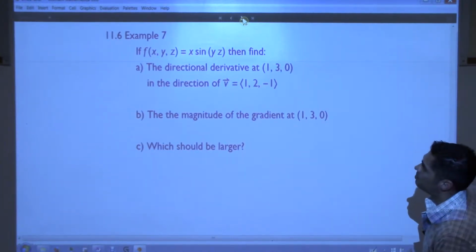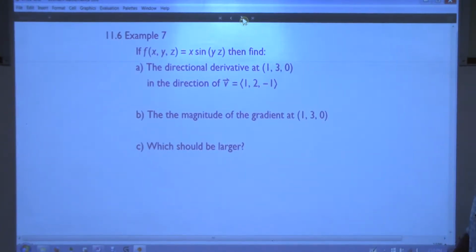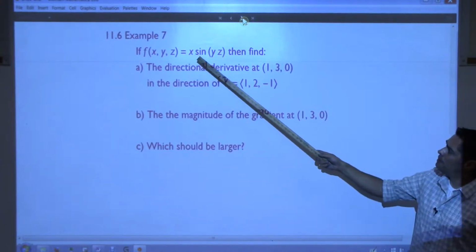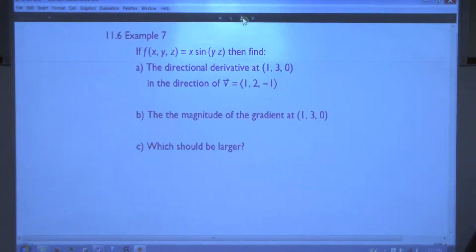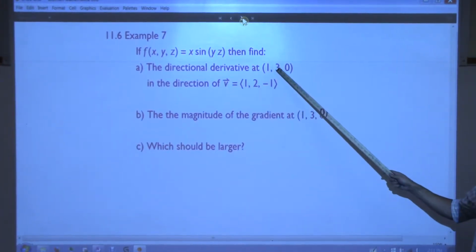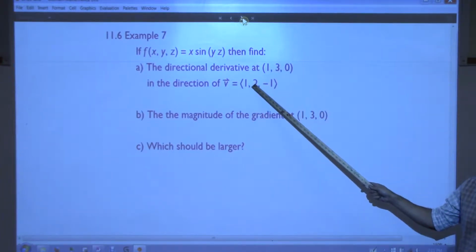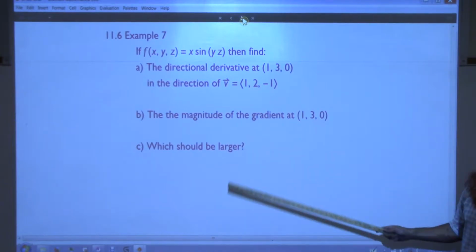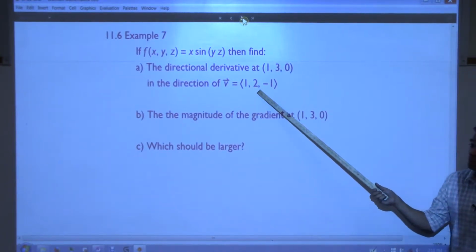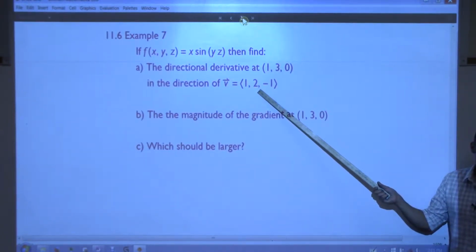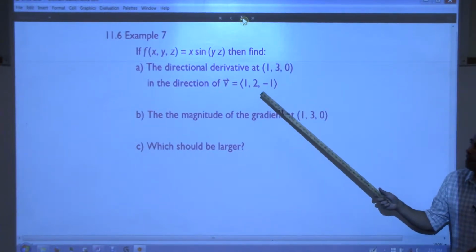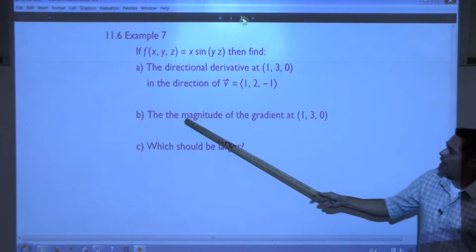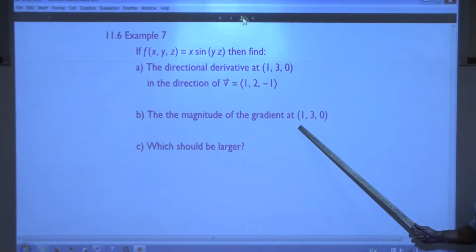Let's see about this one. Here's a function of 3 variables. Find the directional derivative at this point in this direction. So this is what we started class with. Directional derivative, I give you a vector. You've got to go through and make sure first that this is a unit vector, right? And then go through the whole computation. Then it says to find the magnitude of the gradient at the same point.